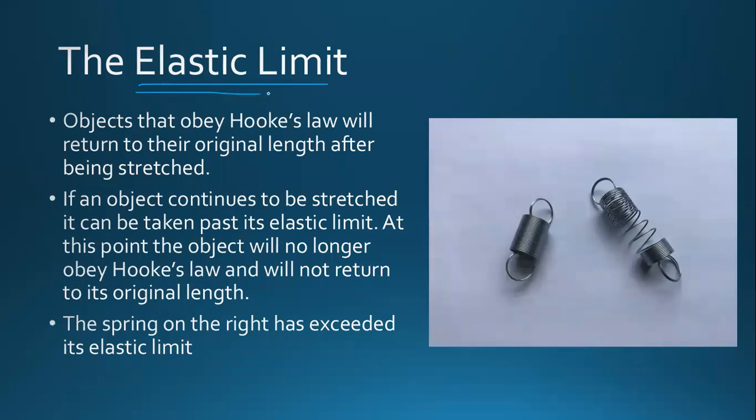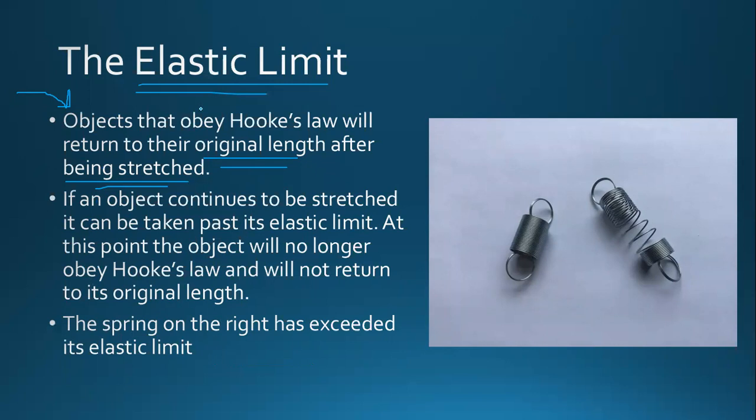What exactly is the elastic limit? We study this now. Objects that obey Hooke's law will return to their original length after being stretched. And if an object continues to be stretched, it can be taken past its elastic limit. At this point, the object will no longer obey Hooke's law and will not return to its original length. The spring on the right has exceeded the elastic limit.